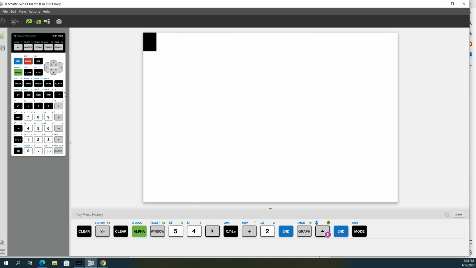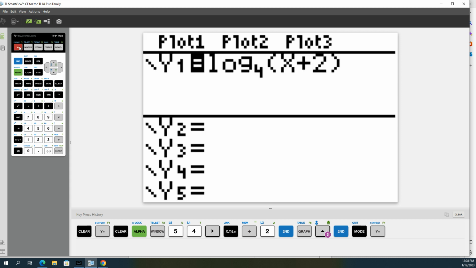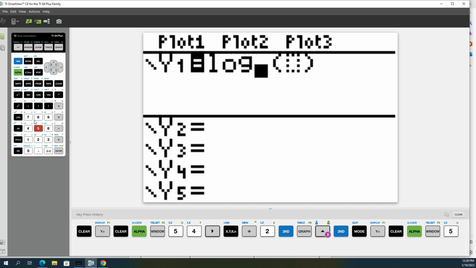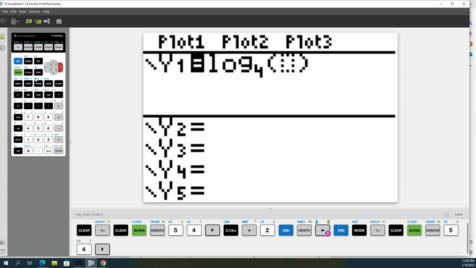So whenever we need something about a graph, what do you hit first in the calculator? Y equals, top left. Some of your calculators have that button pushed so much you can't even tell it says Y equals, but it's the top left. All right, I'm going to clear this out. How do I get that log base? Alpha window 5. Very good. So you're going to need that multiple places on your quiz. Alpha window 5. All right, and so we're going to put in 4 for the base, and then x plus 2 in the parentheses. And where are we going to go?